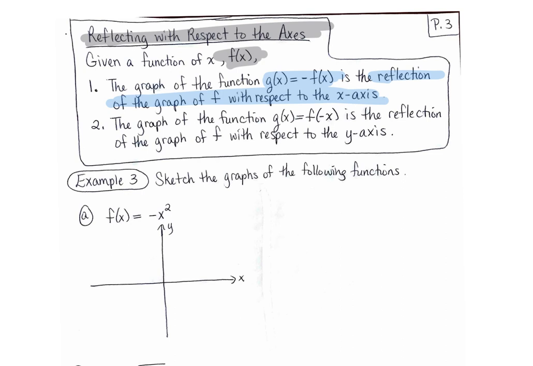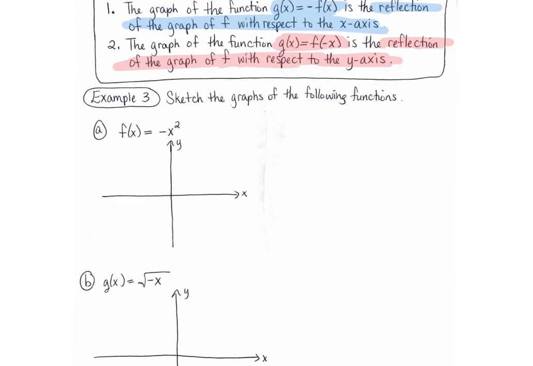Okay? Given f of x. Now notice that that first negative was on the outside. This one is where? On the inside. Okay? Good. So here, g of x equals f of negative x is the reflection of the graph of f with respect to what axis? The y-axis. Very good. So let's look at a couple of examples.